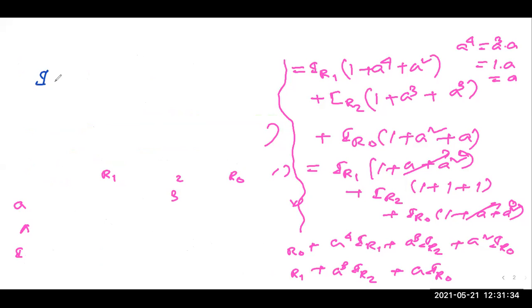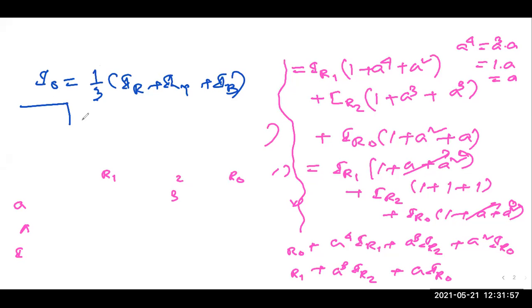Your I naught, the zero sequence current, equals 1/3 of IR plus IY plus IB. Now, you agree with me on this particular point? I naught equals 1/3 of IR plus IY plus IB. Yes or no? First you have to agree with me, then only we can proceed.